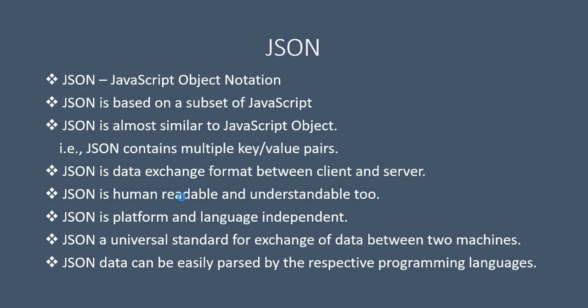Coming to JSON. JSON is nothing but JavaScript Object Notation. JSON is based on a subset of JavaScript, so JSON is almost similar to JavaScript. A minute difference is there, which we will explain in the next slide. JSON contains multiple key value pairs, same like an object. JSON is a data exchange format between client and server. This is an important point.